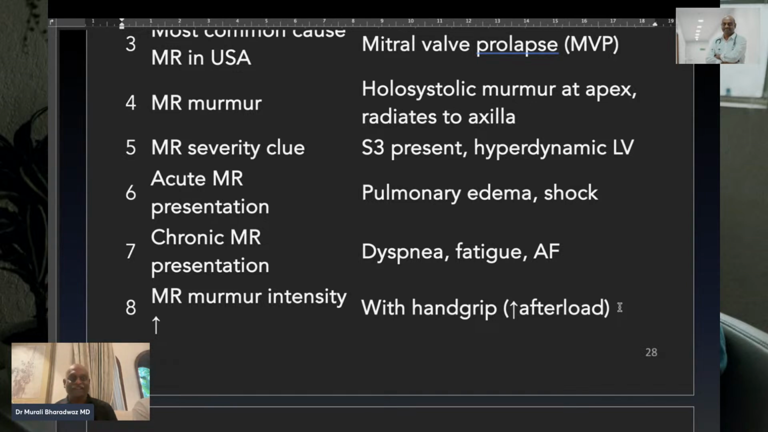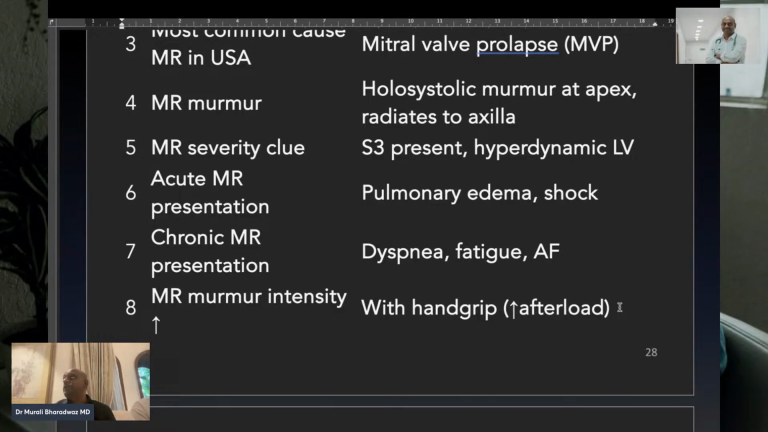Do whatever you want. So, how is acute MR presentation? There is a lot of blood regurgitating from the left ventricle into the left atrium, and left atrial pressure is increased, and that is a back pressure on the pulmonary veins. That leads to pulmonary edema, and forward flow is not happening. There is shock.